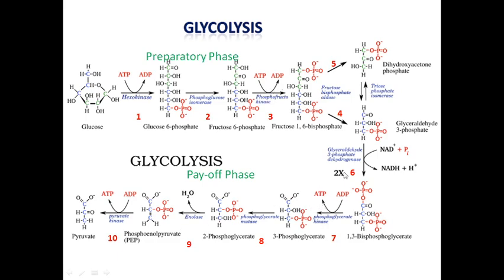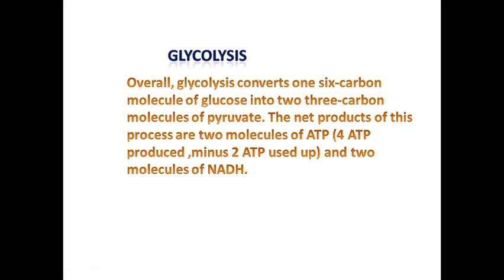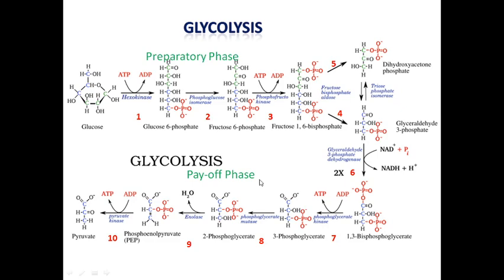So the number of ATP, अगर हम टोटल नंबर ऑफ ATP लें, अब 2 हमें कंज्यूम हुए हैं, 4 हमें बने हैं. सो नेट प्रोडक्शन इज 2 मॉलिक्यूल्स ऑफ ATP. अगर हम 4 - 2 करेंगे तो 2 आएगा, and what happens? 2 molecules of NADH. So this is the overview of glycolysis.